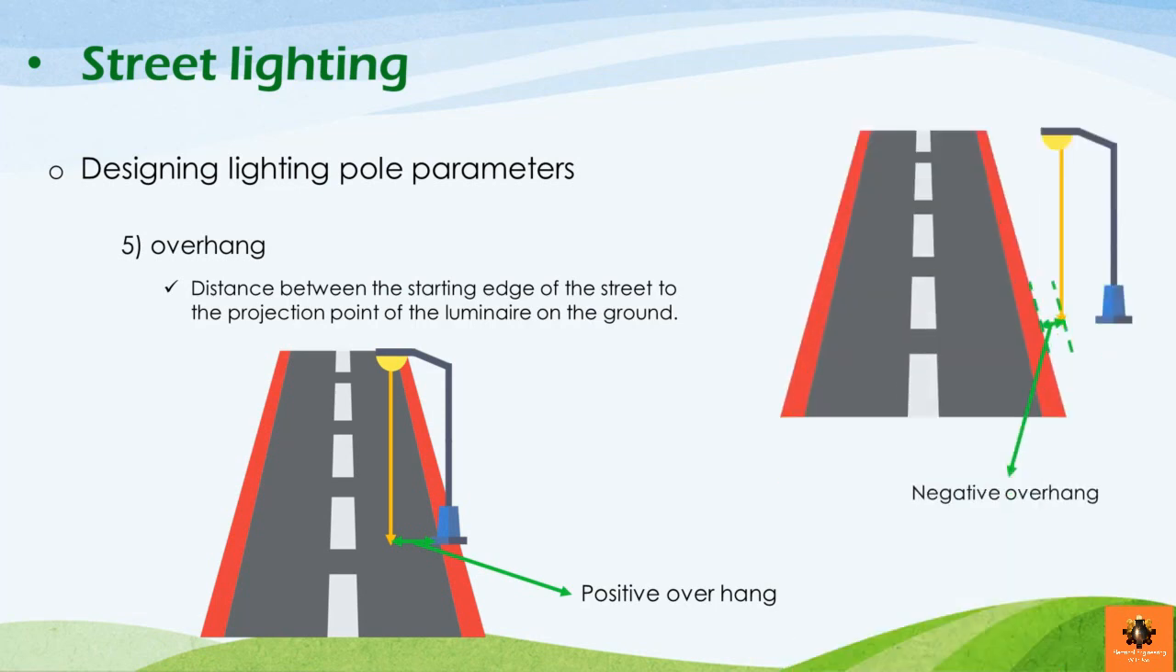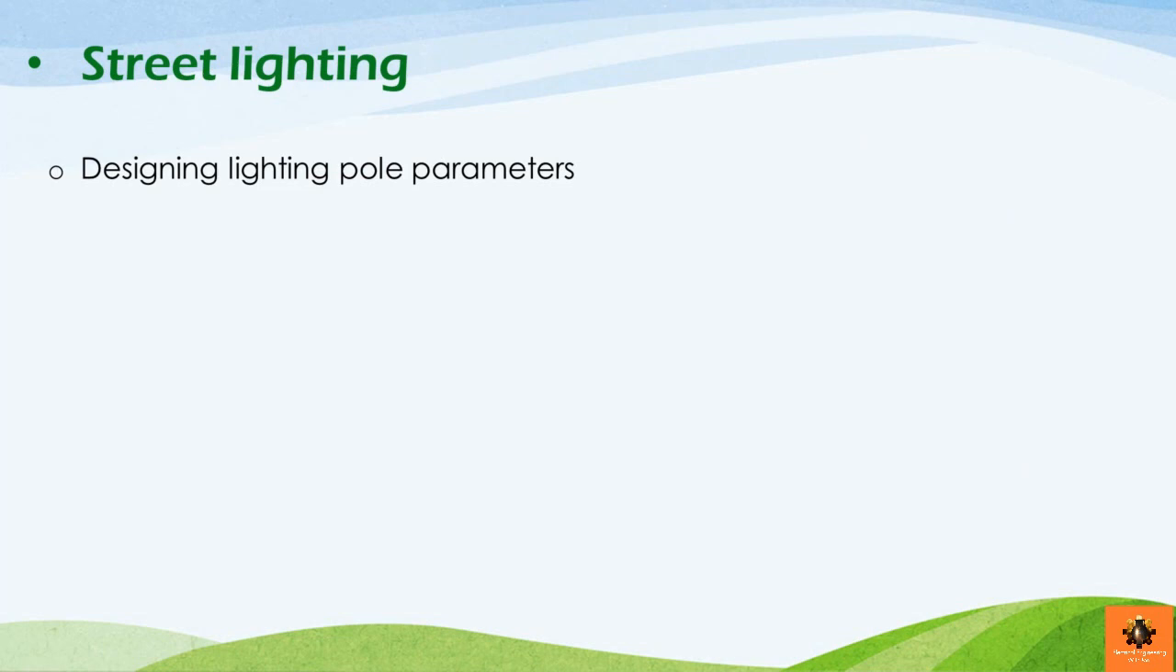And the second one is the negative overhang, and this is in case the overhang distance lies outside the street width. In that case, the luminaire projection point will lie outside the street width also. Very good. Now the next parameter we have is the number of luminaires per pole.